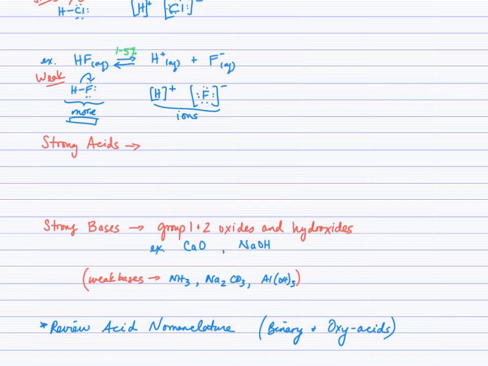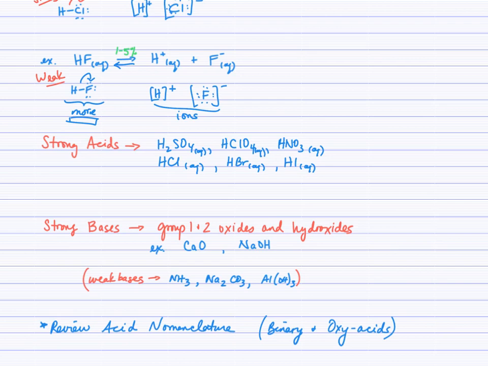So strong acids, there are 6. Everything else is weak. So 3 oxyacids: sulfuric acid, perchloric acid, and nitric acid. Of course, each of these are aqueous, so you can jot your aqueous subscript here. And then 3 binary acids. So HCl, that go-to school acid that you see in labs all the time, hydrochloric acid. And then keep following down the halogens, hydrobromic acid and hydroiodic acid. Those are the 6 strong acids.